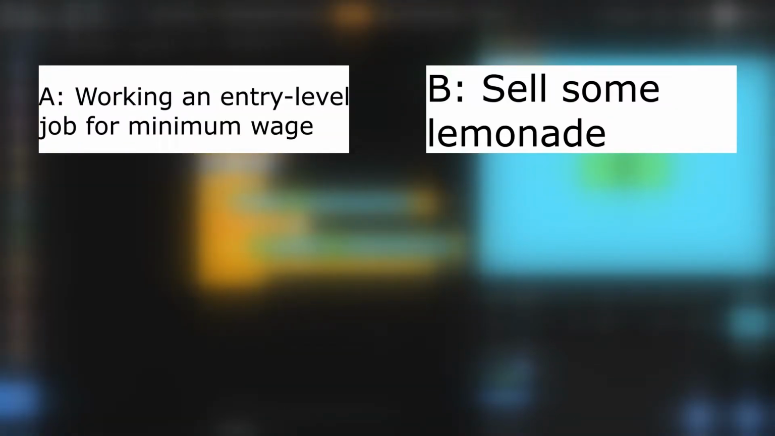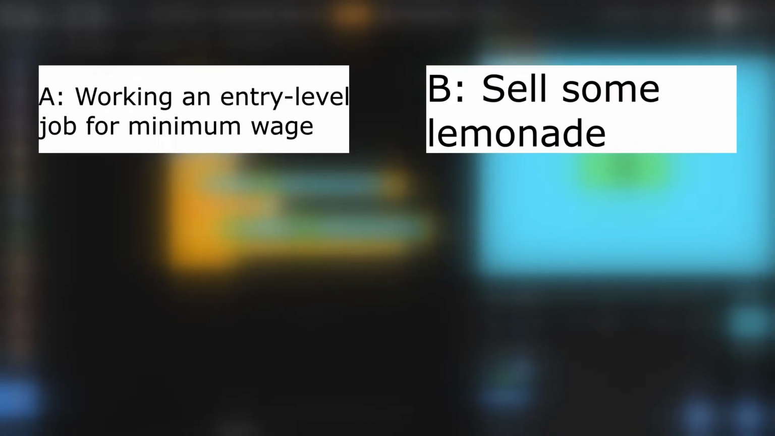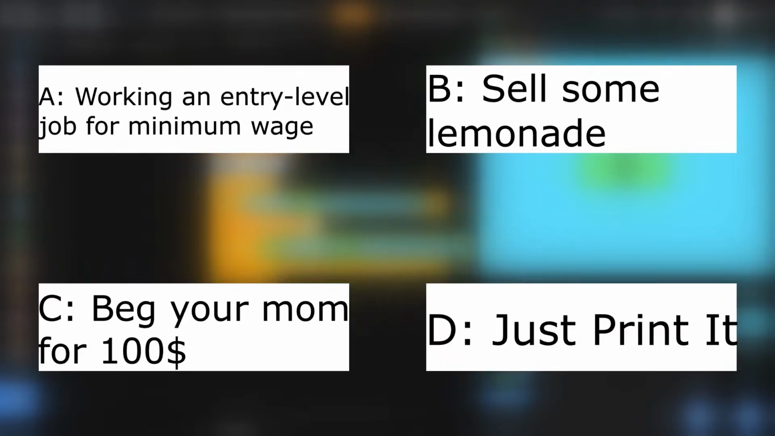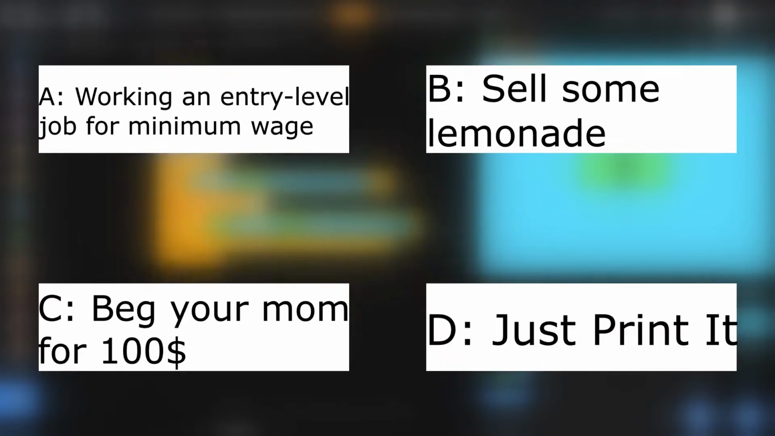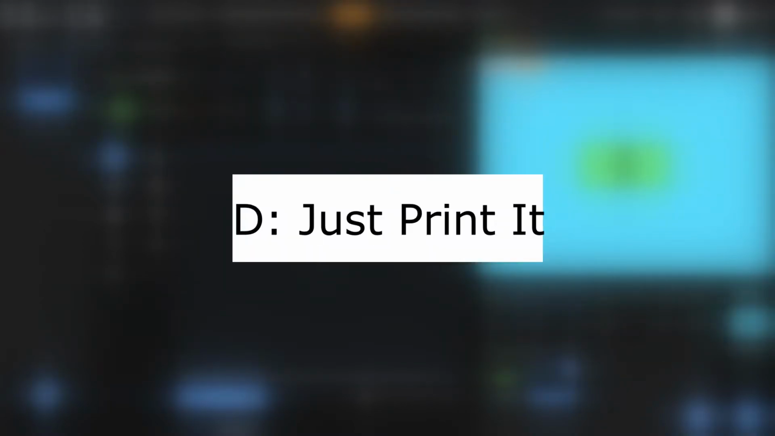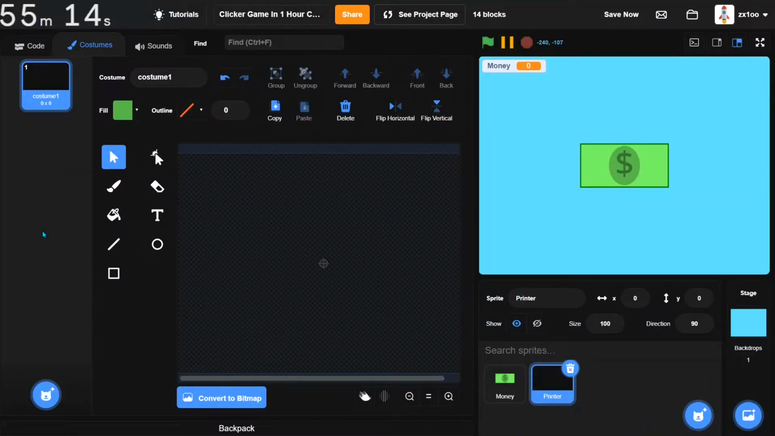Now, let's play a game. What's the next logical way to make money? A. Working an entry-level job for minimum wage. B. Buying lemonade ingredients, making your own lemonade, and then selling it on the street. C. Beg your mom for $100 because you can. Or D. Just print it. And you guessed it. D, we're just going to print it. Printers. We're gonna print money.